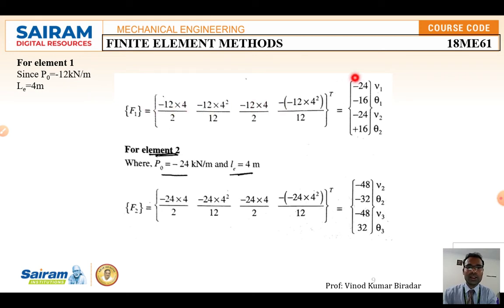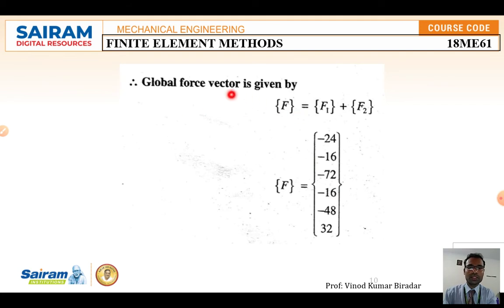Okay, so finally you are going to get at the nodes for the first element v1 theta 1, v2 theta 2 is equal to minus 24, minus 16, minus 24, plus 16. Okay, similarly calculate the second element. So P naught is equal to minus 24, L is equal to 4. Substitute all these values in the second equation, you are going to get this. Finally you have to add this F1 and F2. If you add F1 and F2, that gives the global force vector. So F is equal to finally you are going to get minus 24, minus 16, minus 72, and 16, minus 48, minus 32.